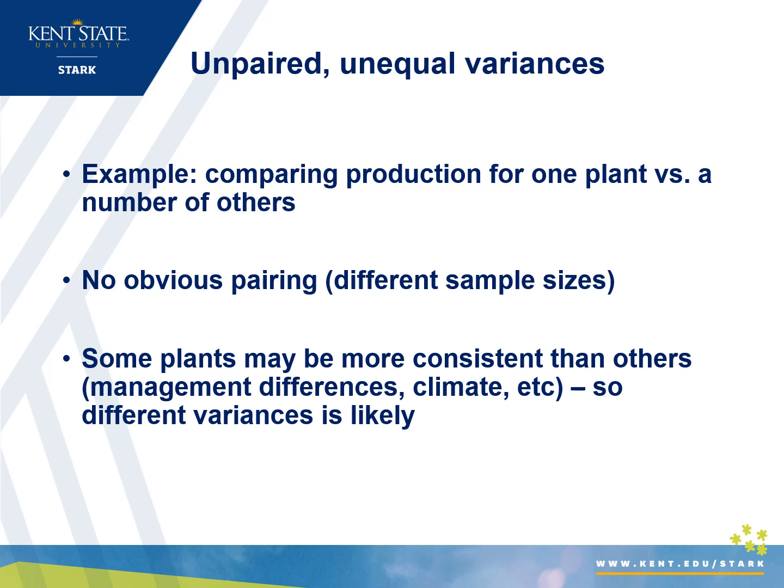Now, what about the hard case, with unpaired data with unequal variances? The question about the difference between plants probably falls into this category. There's no obvious pairing, since we're looking at one plant providing one sample and a set of plants providing the other sample. And the plants logically may have different variances based on differences in local management strategies, climate, and so on.